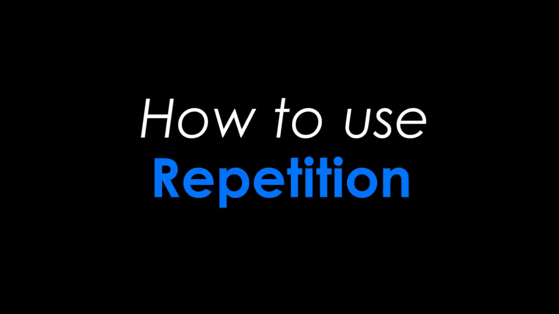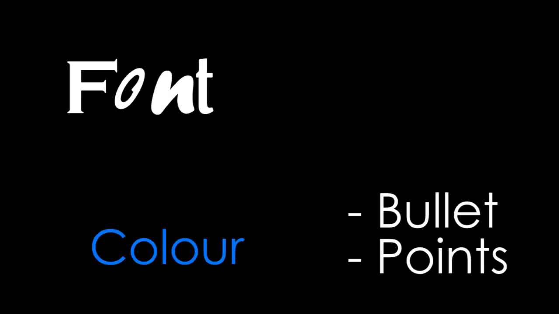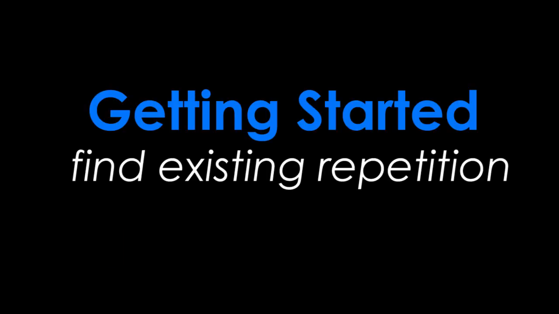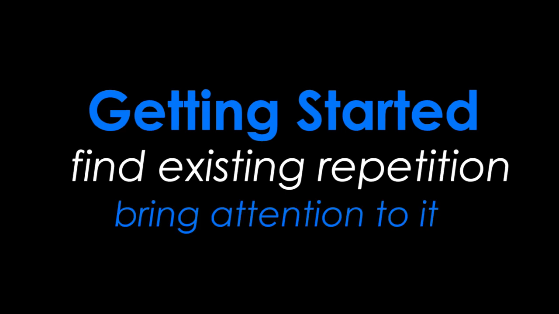So how do we use repetition? Repetition can be shown in many ways. It can be shown in font, bullet points, color, particular design elements, spatial relationships, and many other ways. The key to getting started is to find an existing repetitive element in your piece and to then consciously bring attention to that repetition by amplifying it in some way.